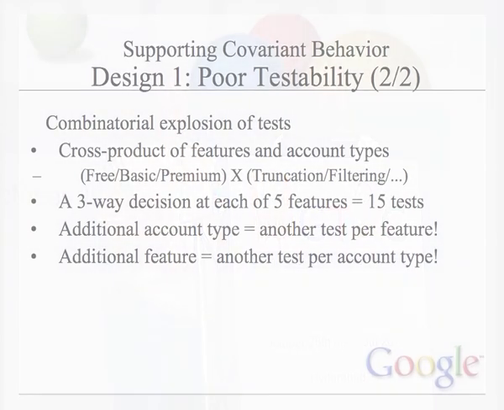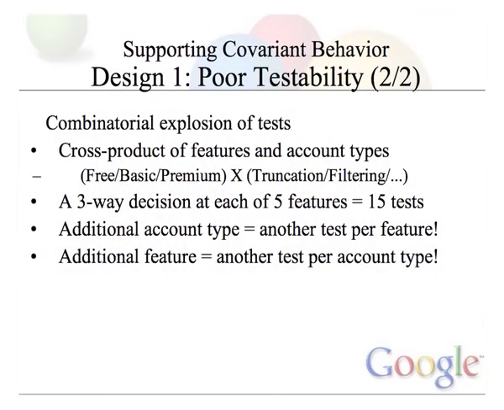We've got a cross product of features and account types. We've got free, basic, and premium, and then we have to cross that with truncation, filtering, et cetera. So a three-way decision at each of 5 features means 15 tests. As soon as we add a new account type, we have another test for every feature, or if we add a new feature, we need another test for every account type for that feature.